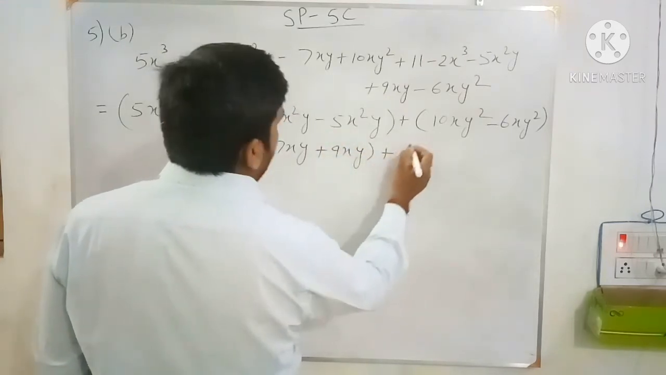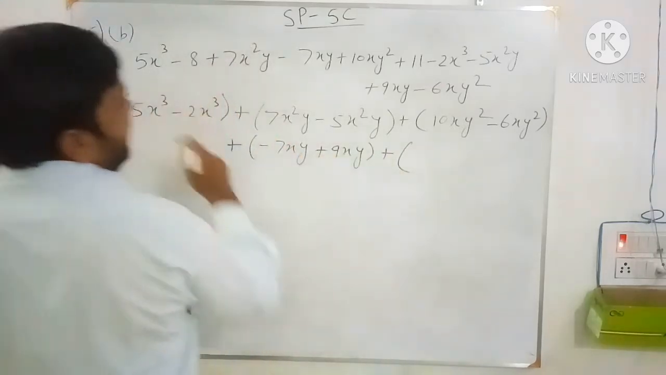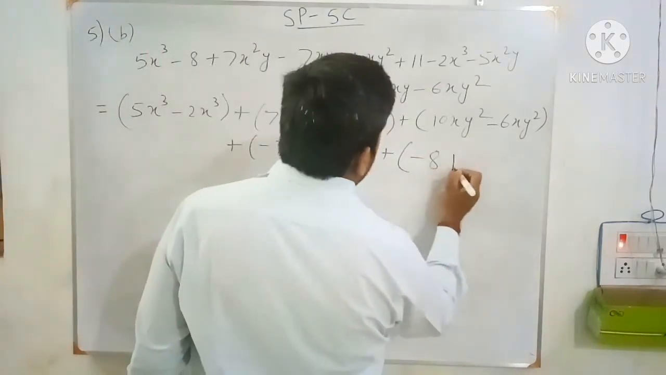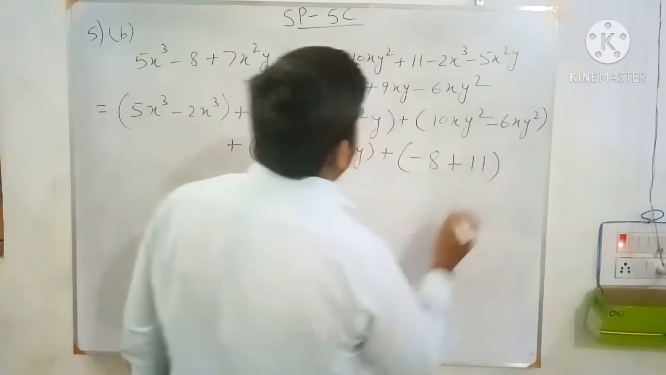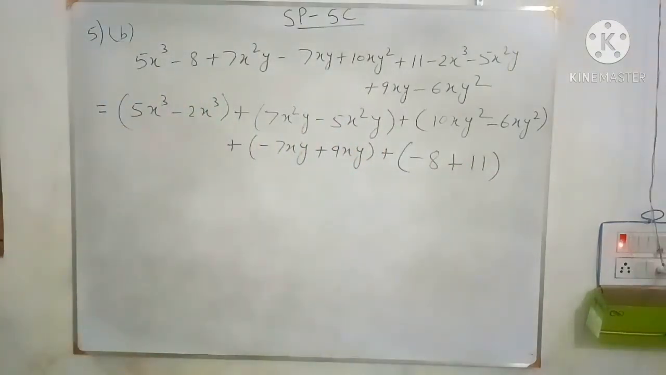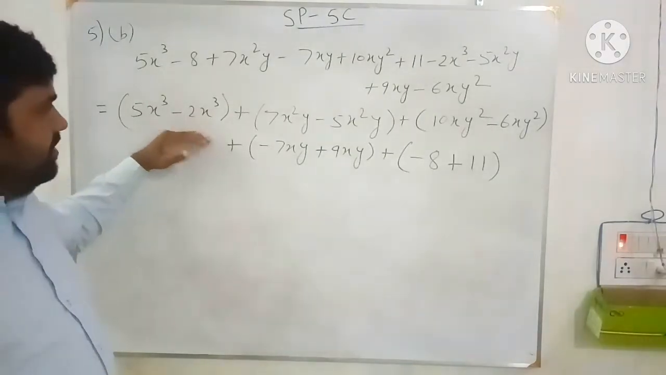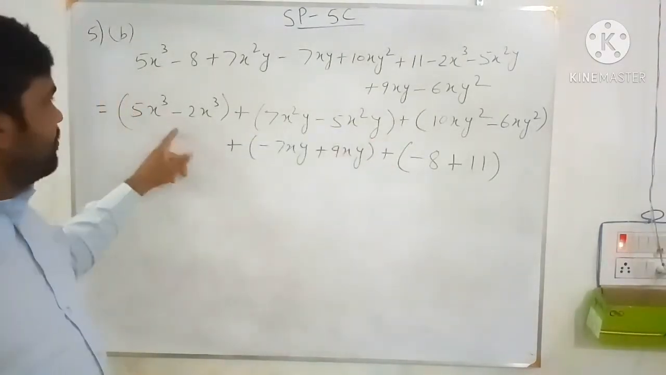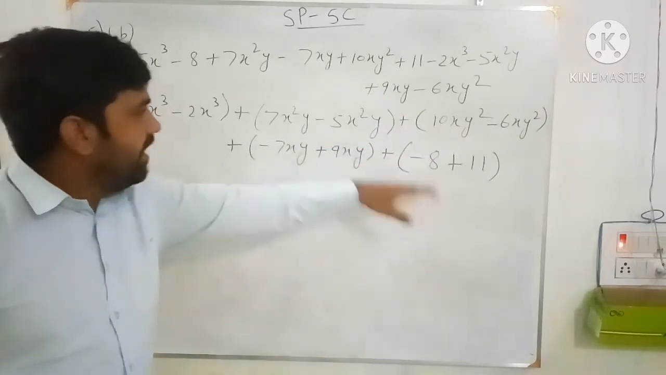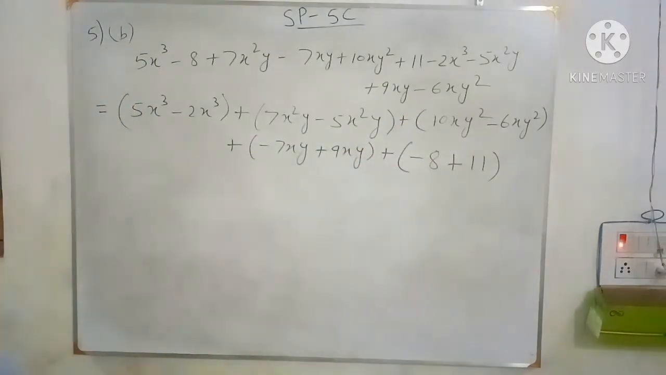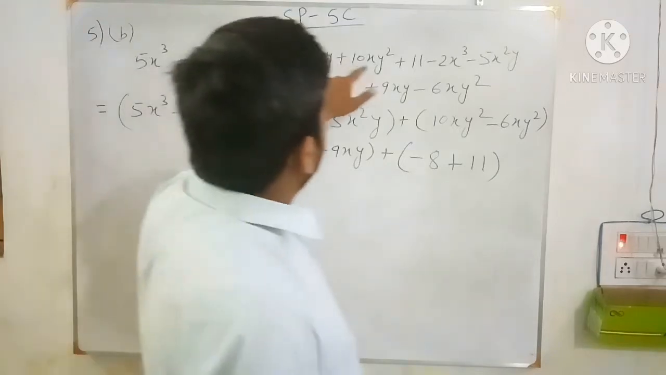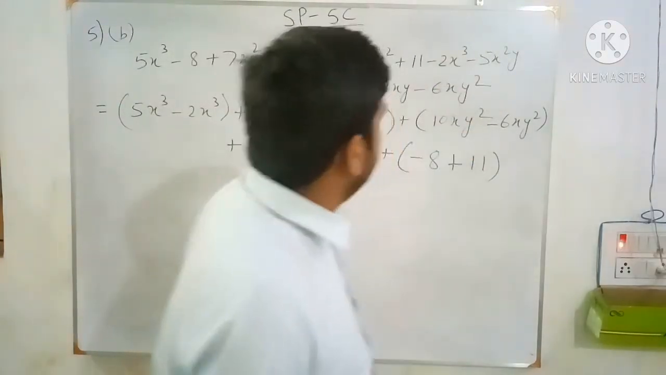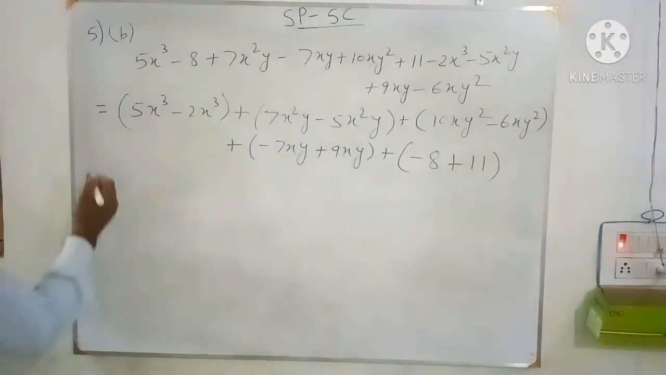And the last group of the constant, there is the minus 8 and plus 11. Minus 8 and plus 11. Okay, these are the entire group. So group of x cube terms, these are all the group of like terms. 1, 2, 3, 4, 5 groups of like terms. So all are 10 terms. 1, 2, 3, 4, 5, 6, 7, 8, 9, 10 terms are there. Okay. Now we solve it.